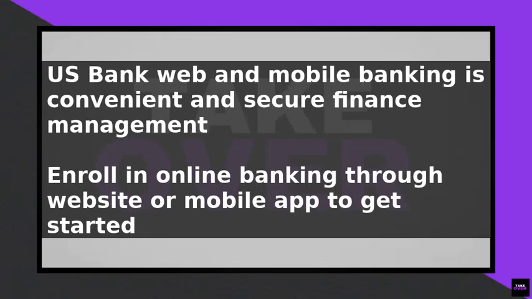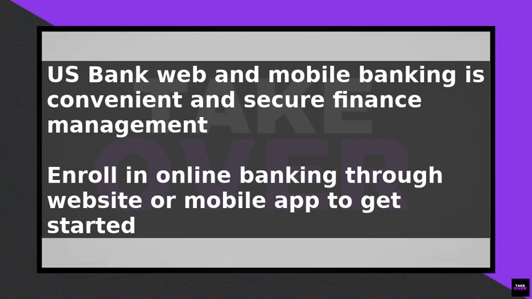U.S. Bank's web and mobile banking is a convenient and secure way to manage your finances from anywhere. To get started, you need to enroll in online banking by visiting the U.S. Bank website or downloading the mobile banking app. Once you have enrolled, you can log into your account using your username and password.